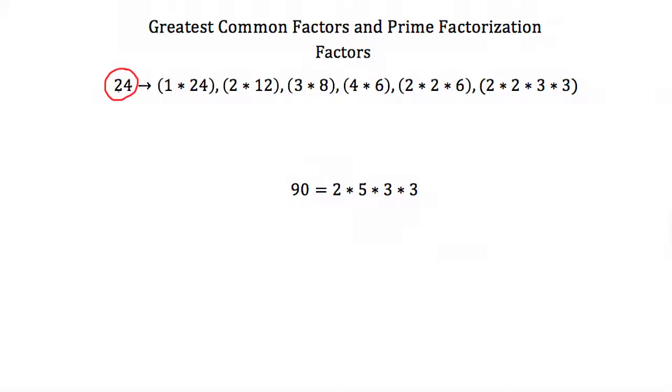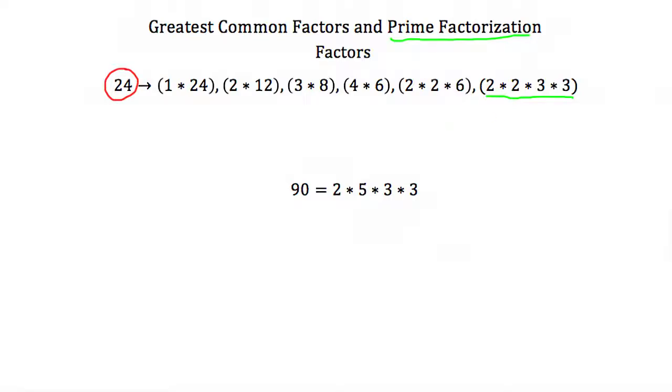of 24. So 24 is a factor of 24, 2 is a factor of 24, 12 is a factor of 24. Notice factors are all whole numbers, or whole integers. Now lastly, let's look at this last set of numbers that we have here, this 2 times 2 times 3 times 3. This is called the prime factorization of 24 because these are all the factors of 24, and these factors don't have any factors of their own.